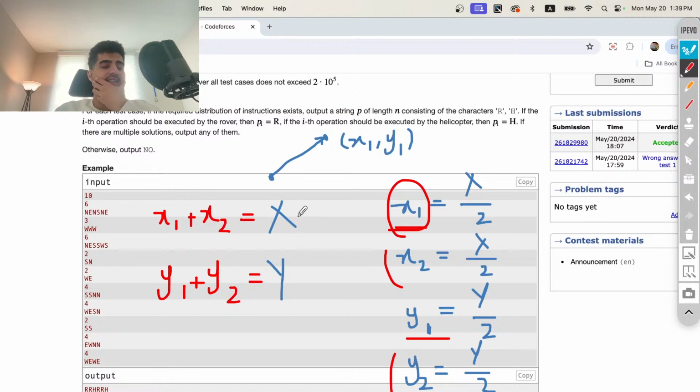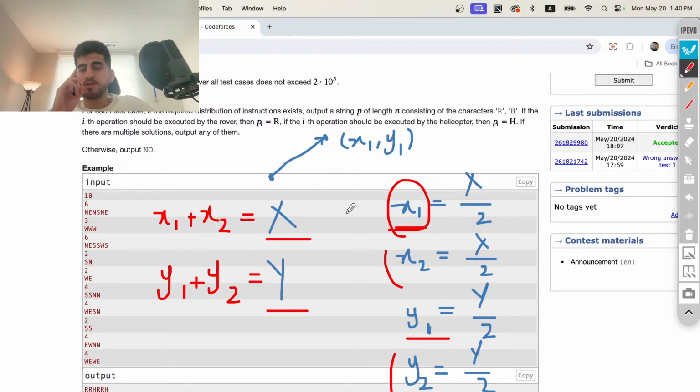And I'm just saying that if x1 is equal to x2 and y1 is equal to y2, then x1 and x2, both of them should be capital X half, and y1 and y2, both of them should be capital Y half. Right? Do you agree with this? And then I say that these numbers definitely should be even. They cannot be odd, because these points should be integer.